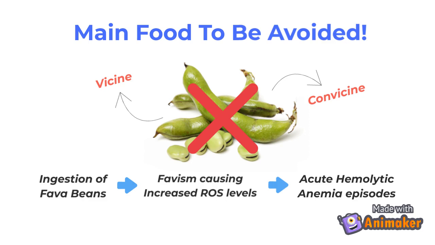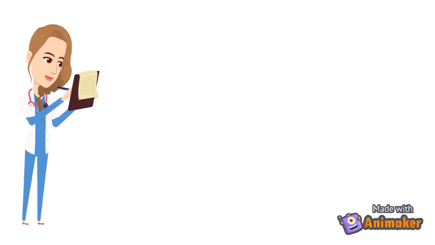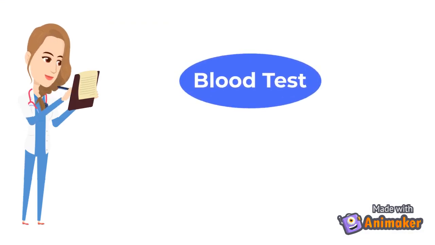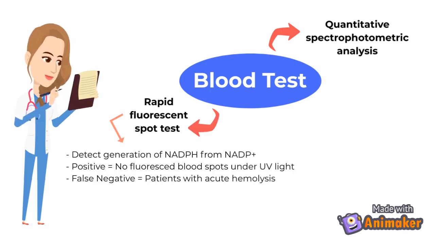Diagnosis of G6PD deficiency. G6PD can be tested by performing blood tests in order to test for the level of G6PD in blood. This is done through the use of quantitative spectrophotometric analysis, or commonly with the use of rapid fluorescent spot test to detect the generation of NADPH from NADP+. The results show positive if the blood spot fails to fluoresce under the ultraviolet light.